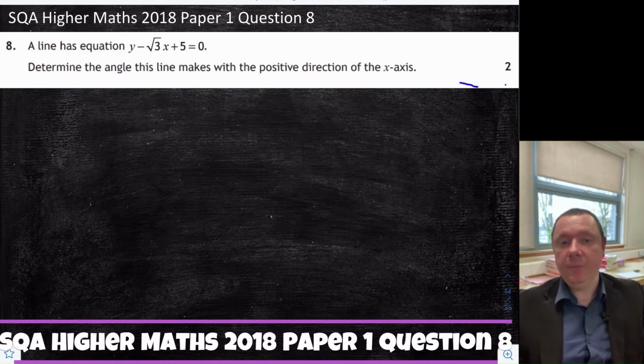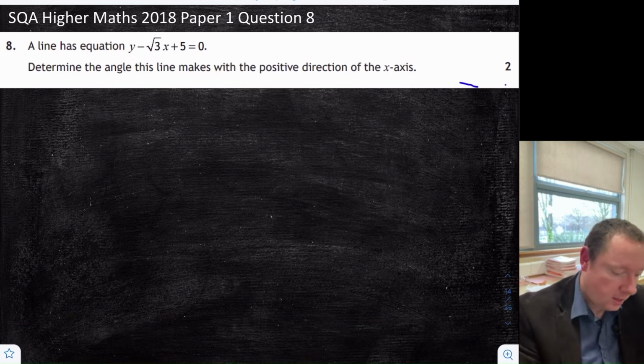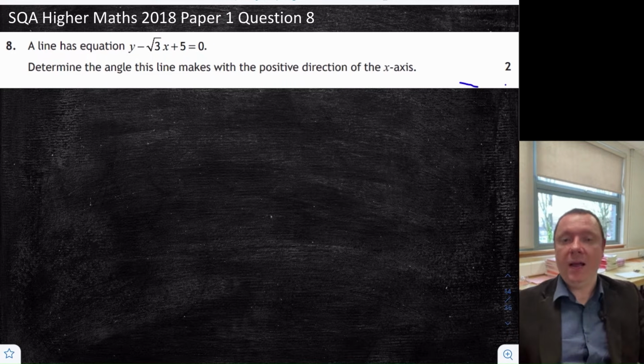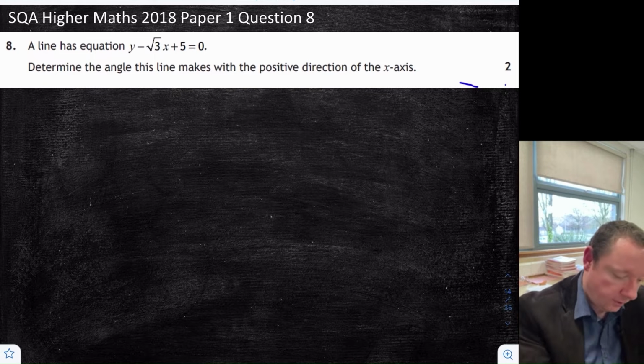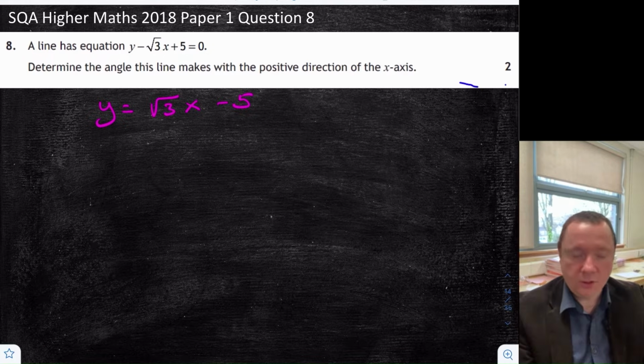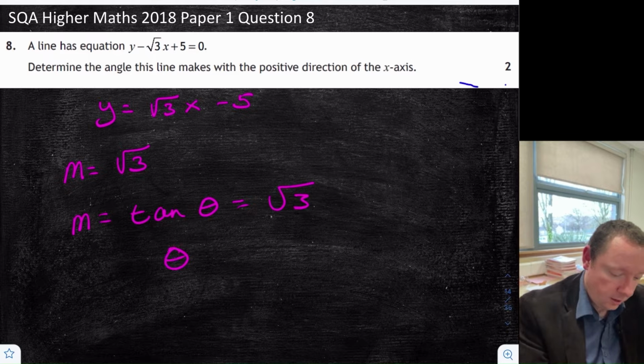Higher Maths 2018, Paper 1, Question 8. The line has the equation y minus root 3 x plus 5 equals 0. Determine the angle the line makes with the positive direction of the x-axis. Well, gradient equals tan theta if it's talking about angle and gradients. So let's get the gradient first. So y equals root 3 x, take away 5, putting it in mx plus c form. Our gradient equals root 3, and gradient equals tan theta, which is equal to root 3. So theta is the inverse tan of root 3.